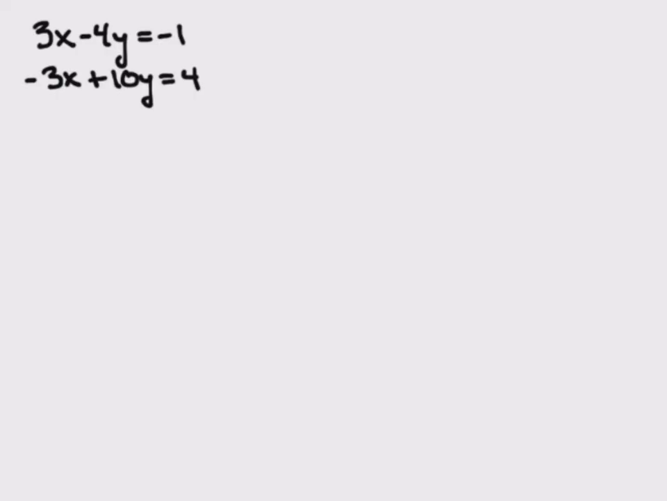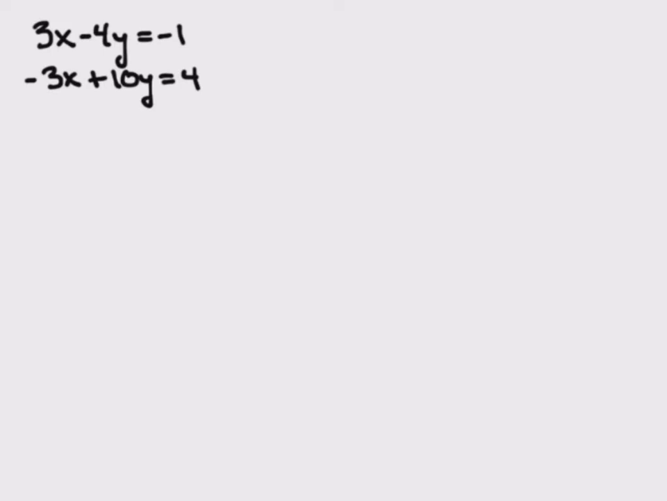Hey guys, and welcome to this video on solving systems of equations using linear combinations, also known as the elimination method. So let's get right to it. All right, consider the system of equations 3x minus 4y equals -1 and -3x plus 10y equals 4.